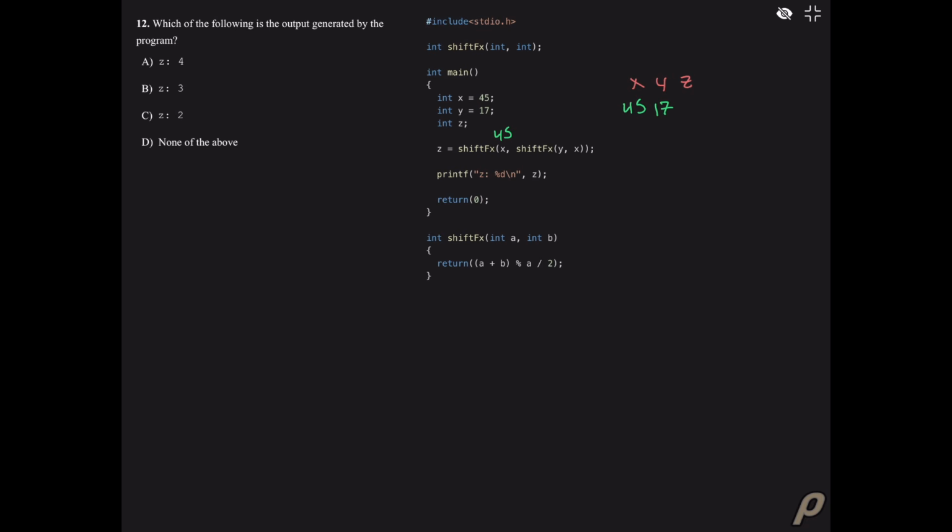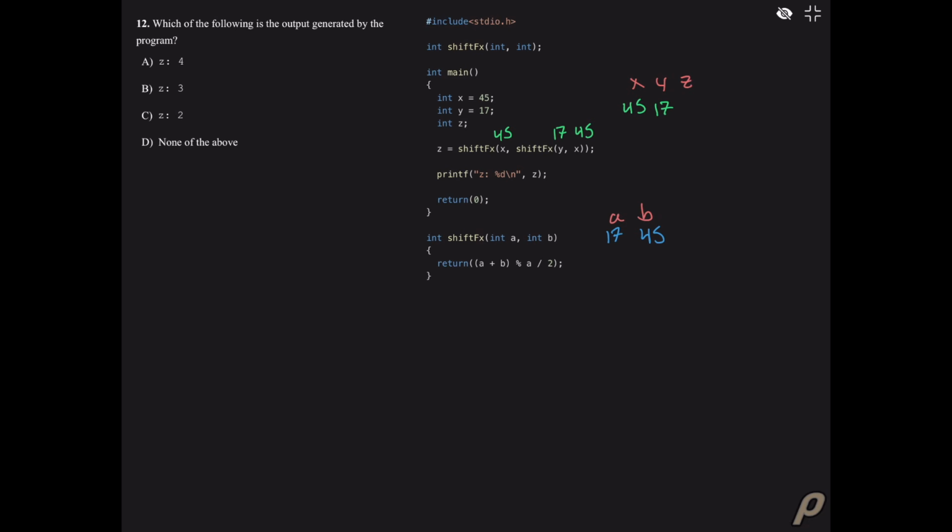So let's move on to this next one, shift-fx, excuse me. So this y we know is a 17, and this x is a 45. Like I've mentioned in some of the previous ones, the order matters, but the actual letter or variable name that is used does not matter in terms of the linkage for these variables. So we have an a and a b down here, and so we know that a is going to be that 17. We know that b is going to be that 45 on our first pass through this function.